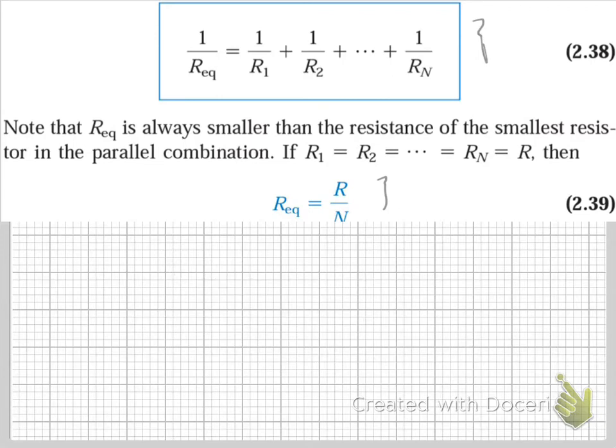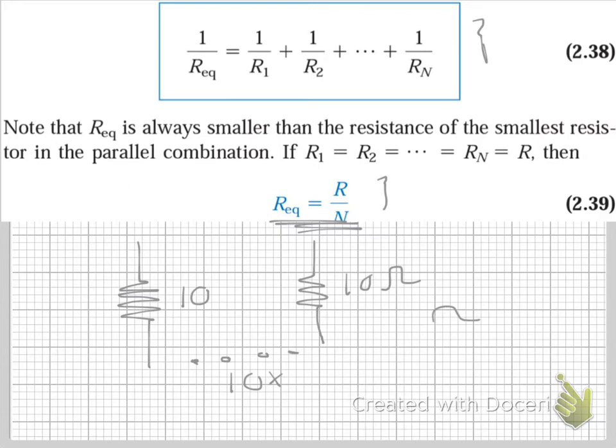let's say, for example, you have 10 ohm resistors in parallel, right? All of them are 10 ohms, right? So using this formula, you would realize that your equivalent resistance is a 1 ohm resistor. So yeah, this is a nice formula to remember. R equivalent is equal to R over N if your resistors are equivalent.